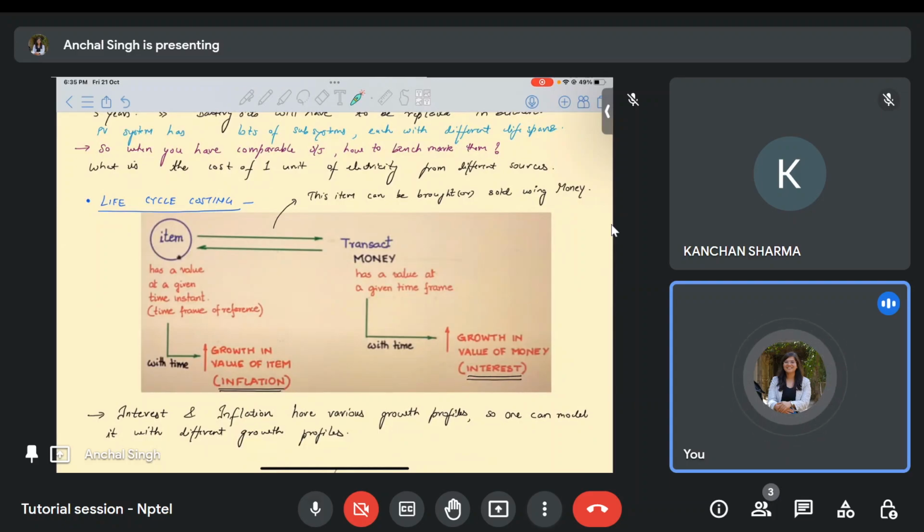So, in order to have a proper benchmark, in order to compare the multiple systems, what we do is we try to calculate the cost of 1 unit of electricity from different sources.